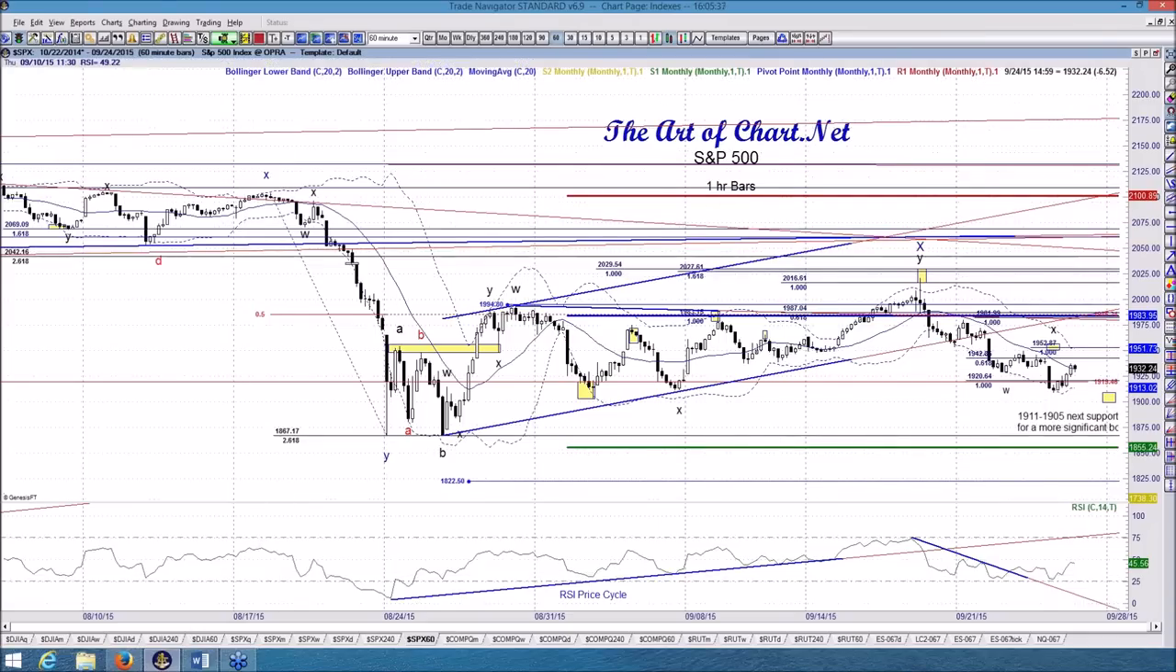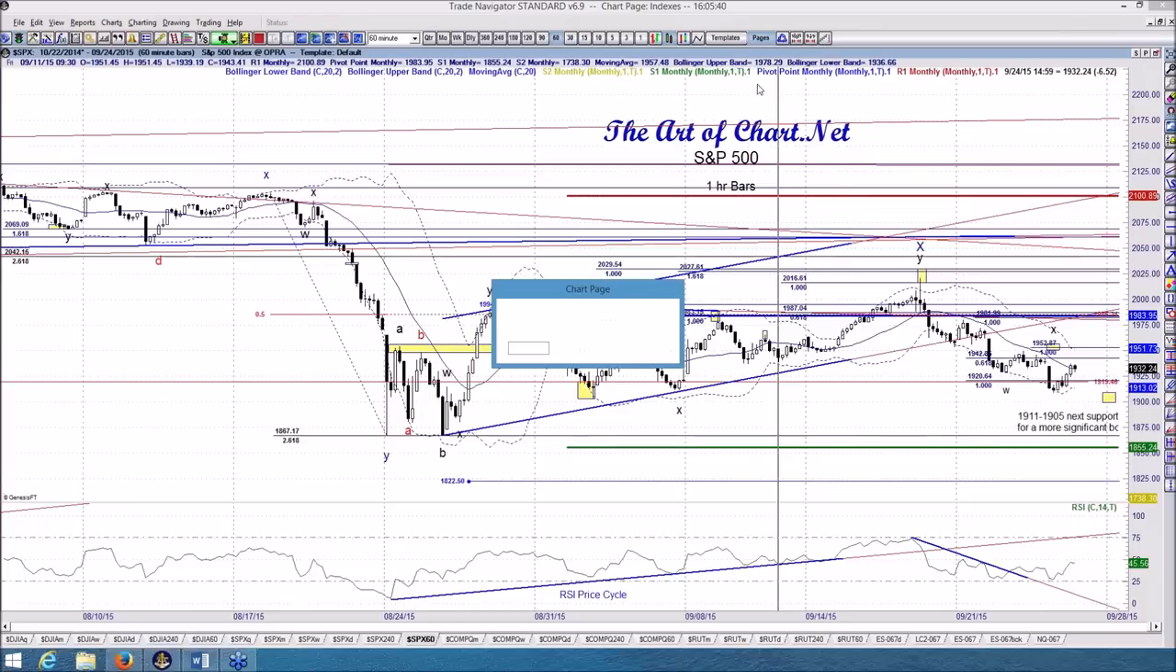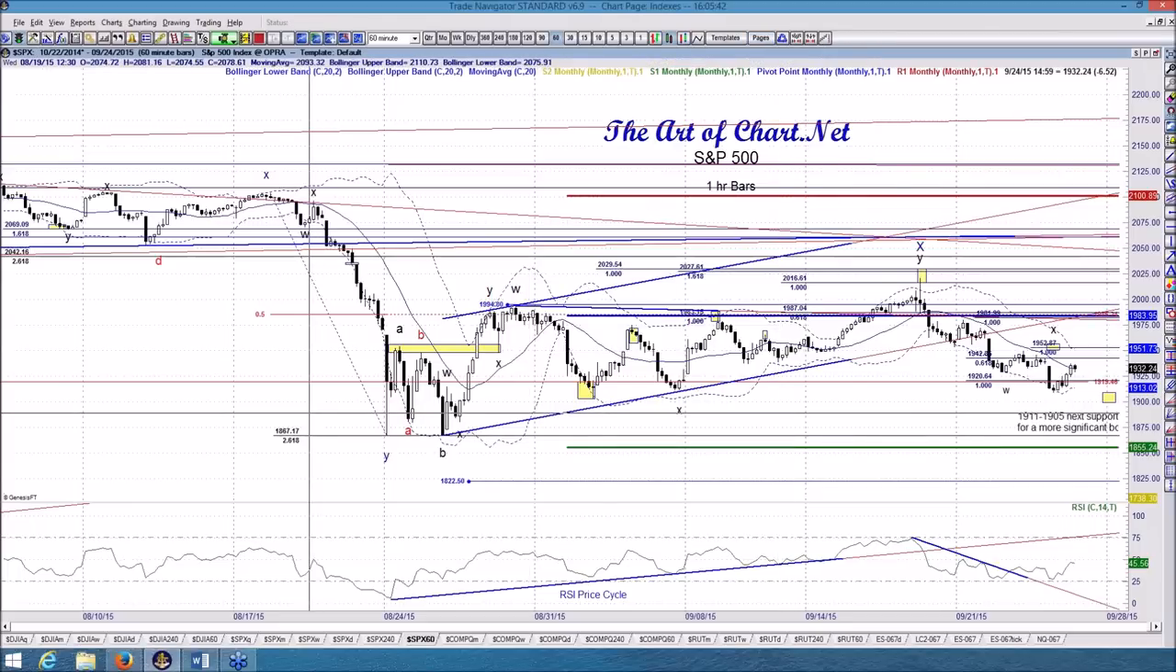May I start with indicators, Jack? Yeah, shoot. All right, let's go to some indicators.